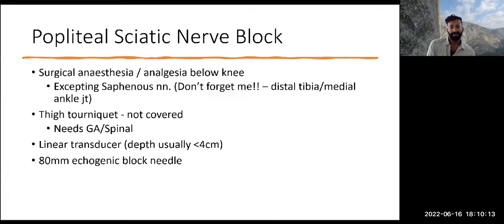The sciatic nerve block at this level won't cover a thigh tourniquet. So if your procedure requires a thigh tourniquet, then you'll need a spinal or a general anesthetic or something else to provide some analgesia for the thigh. As I said before, the nerve at this level is usually quite superficial, so a standard linear transducer and the 80 millimeter block needle are usually sufficient for the vast majority of cases.